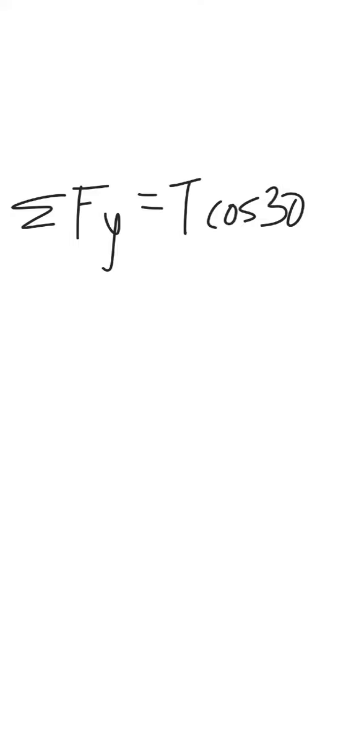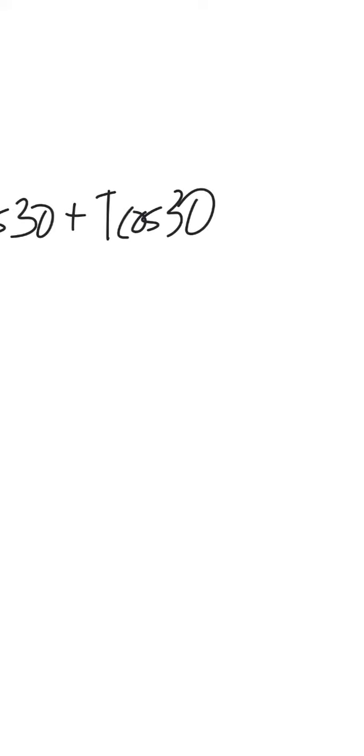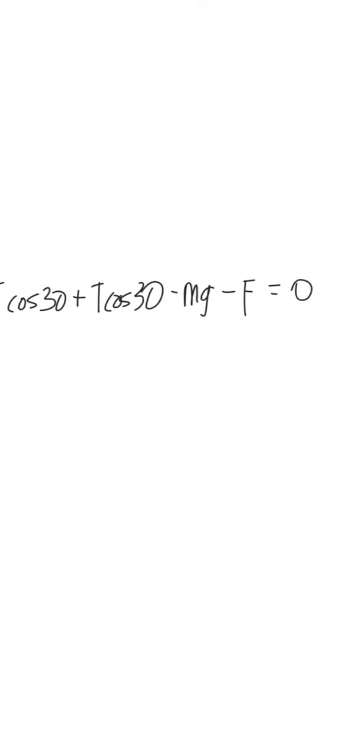Okay, for number 5, we're trying to find the sum of all the forces in the y direction. Now, this is going to be a lot of calculations mainly, and solving algebraic problems. So we have T cosine of 30 plus T cosine 30. So there's 2T cosine of 30. And then it's subtracted by mg, or the mass times the gravity, minus F equal to 0.